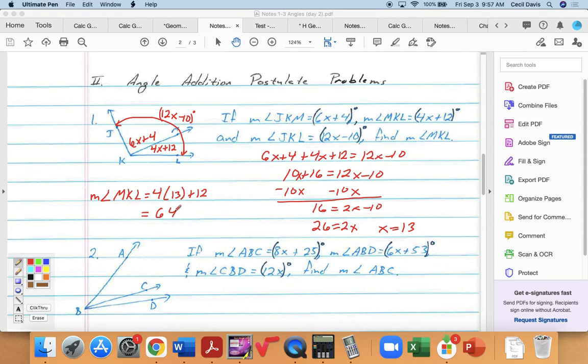Where'd you get 12x minus 10? It was given right here. The whole big angle is 12x minus 10. Well, I thought you added those together. No. When you add those two together, you're going to get something that is equal to 12x minus 10. Okay? All right. Any other questions about this one?